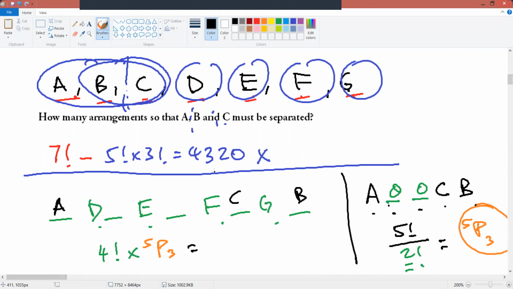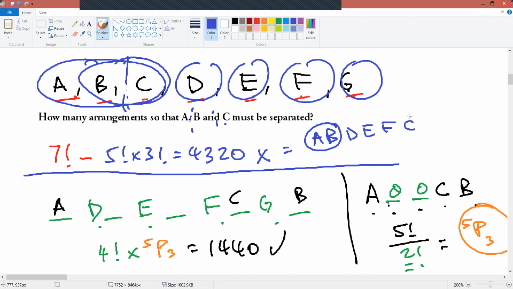Now multiplied by 5P3, and then what I got is 1440, way less than this, isn't it? Because this one I already calculated. This one is actually including A, B, and then D, E, F, and then C. So these two together are still counted inside.